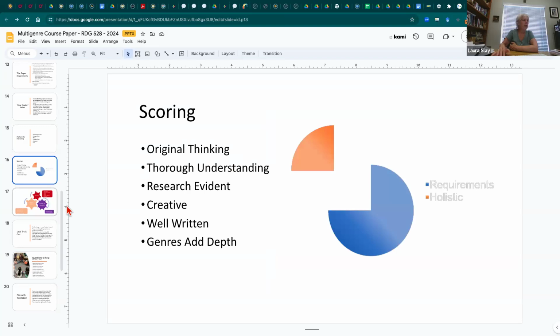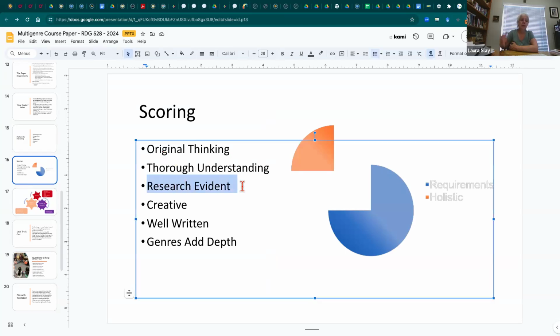So I put in here some things about how I score this, and I've just looked through your original thinking, that's your writing, and showing an understanding of the content. You don't have to have the research evidence because I didn't ask you to do research. A sense of creativity, that it's well written and that the genres add depth. So they add depth by what you're communicating and how they flow together.